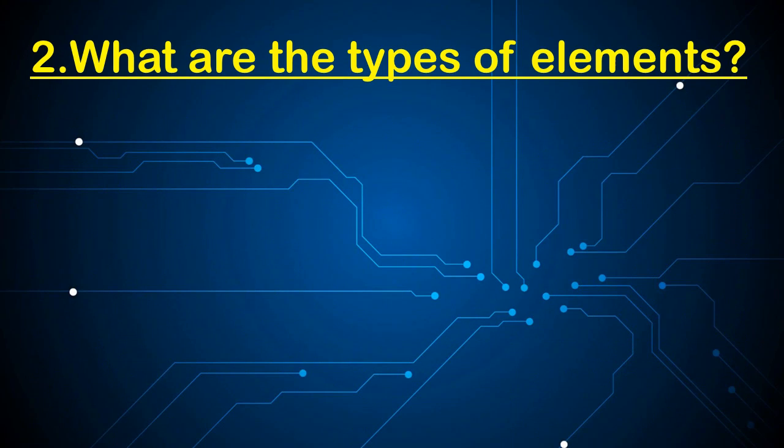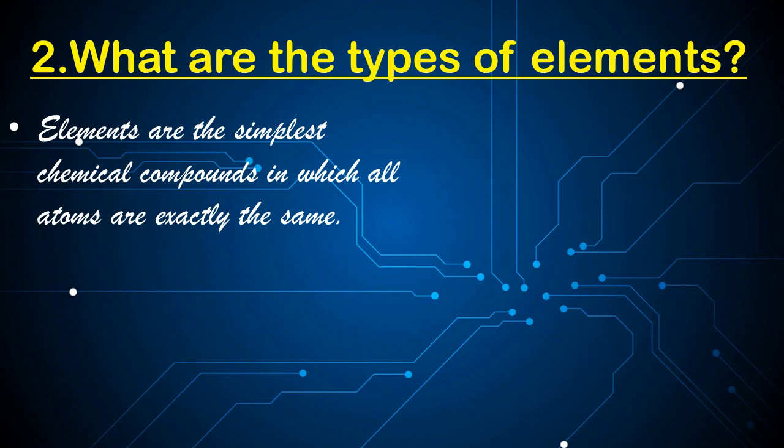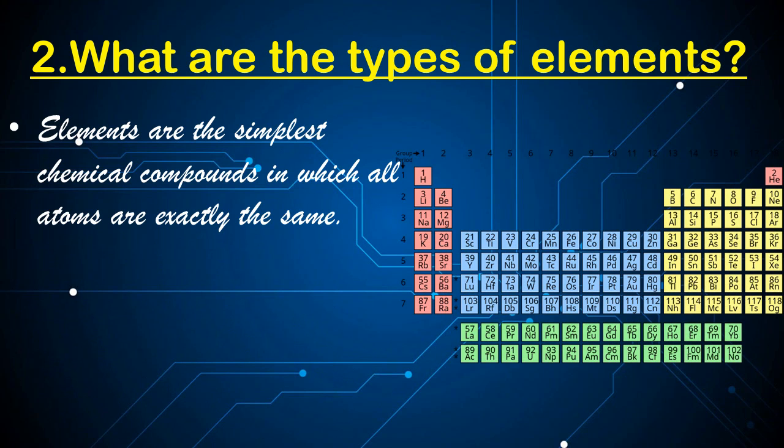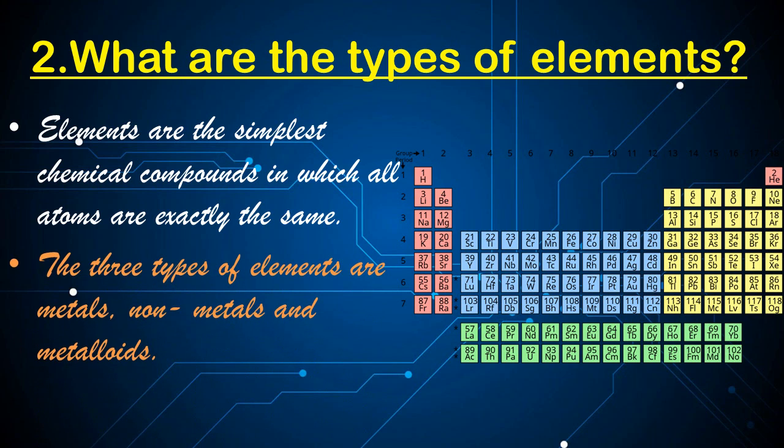Alright, so next question is, what are the types of elements? Elements are the simplest chemical substances in which all atoms are exactly the same. In the periodic table alongside, you can observe 118 elements. The first element is hydrogen, and the last element, that is the 118th element, is oganesson. And the three types of elements are metals, non-metals and metalloids. Metalloids have the properties of both metals as well as non-metals.